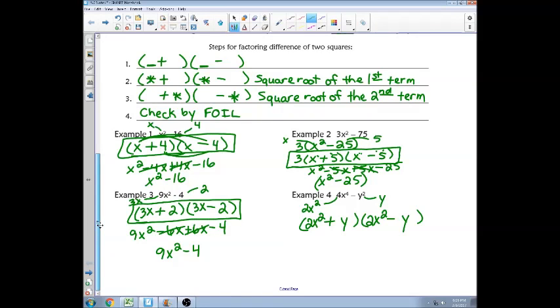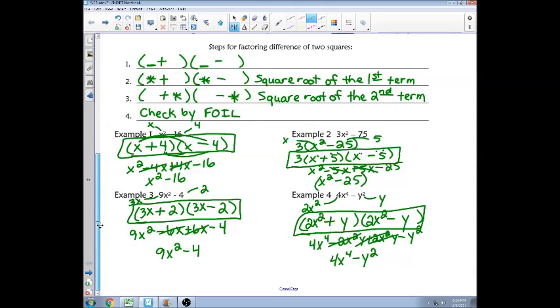Now, if I multiply this out using double distribution, 2x squared times 2x squared would get me 4x to the fourth. 2x squared times y would get me negative 2x squared y. Y times 2x squared would get me positive 2x squared y. And y times negative y would get me negative y squared. Get rid of that. Get rid of that, including that y. I have 4x to the fourth minus y squared, which is my original problem. So that means I have factored this correctly.